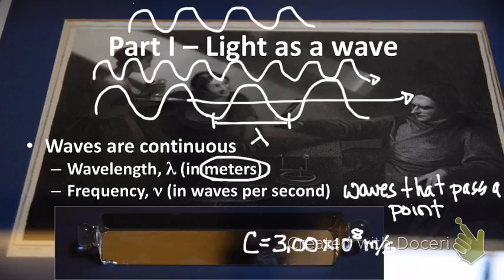Now that one's going past him. Now, you'll notice I drew the wavelength a lot shorter, right? So wavelength is short. This is lambda for this wave. That's lambda for that wave.